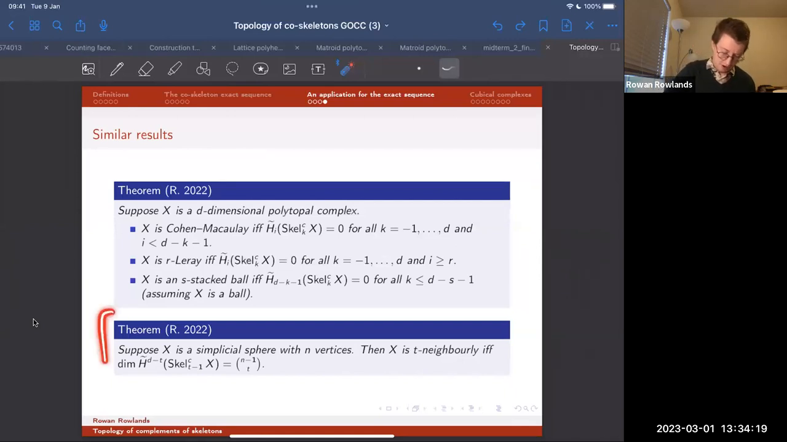There's also this other theorem down below, which isn't quite as similar as the others, but is still, we can characterize this T-neighborly property in terms of homology of a co-skeleton not being 0 this time, but having the right non-zero dimension in some degree. So essentially we can characterize a bunch of topological properties in terms of homologies of co-skeletons.